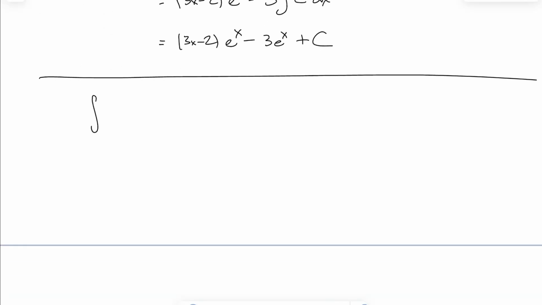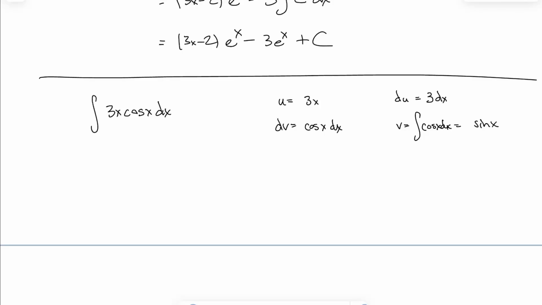Let's try one with not e to the x. How about 3x cosine x dx? All right. What do you think here? Somebody else want to say? What should I pick for the u? Yeah? 3x is a good idea. That's the polynomial part. And then the dv, I guess, has to be the other stuff, cosine x dx. All right. Now we calculate du is 3 dx, and v would be integral of cosine x dx, and that is sine x.